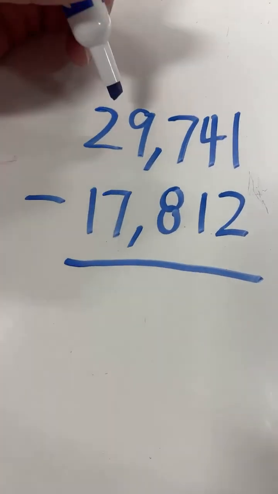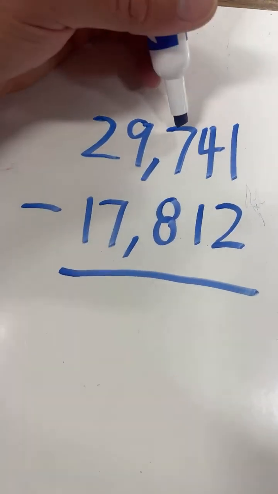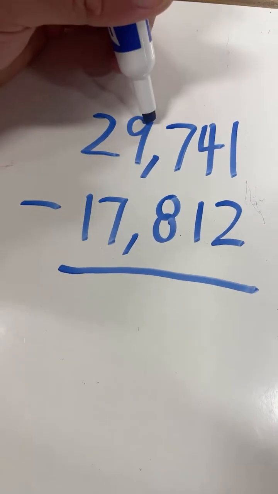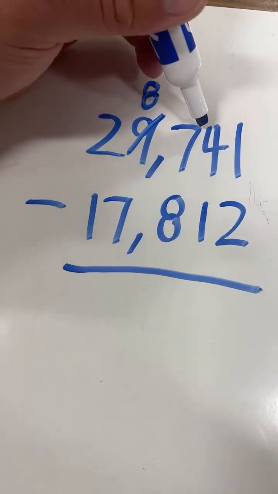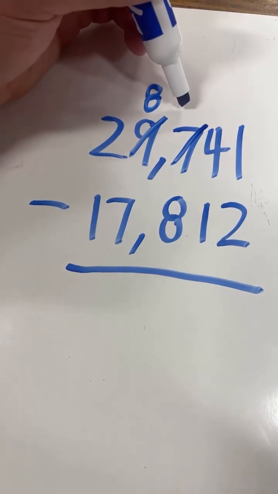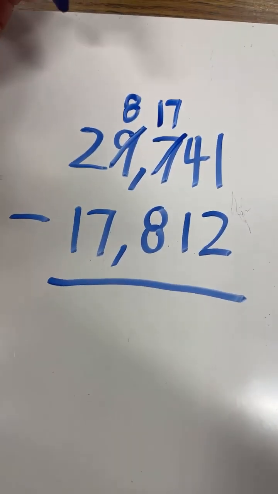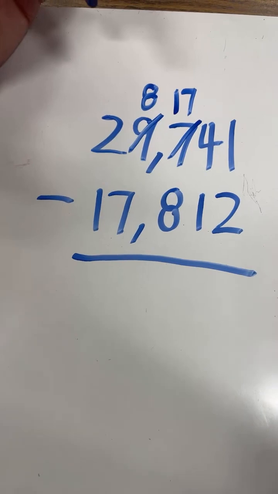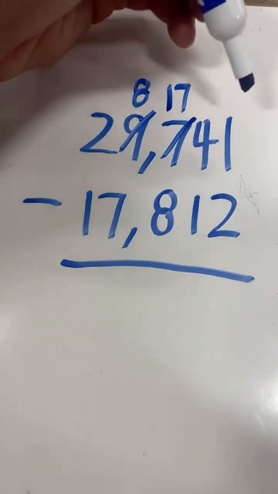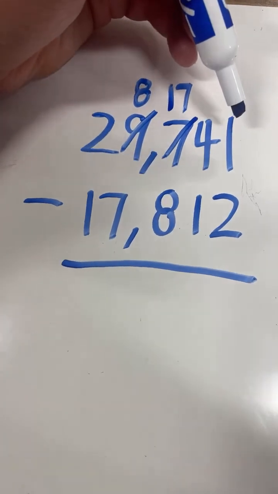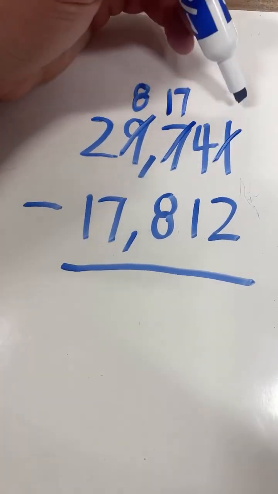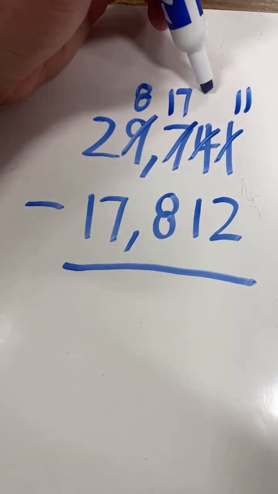All right, so we're going to start out doing our regrouping. You can't start out with 7 and take away 8. So we're going to take a 10 from the thousands place. The 9 is going to become an 8. The 7 is going to become a 17. All right, next, ones place. You can't start out with 1 and take away 2. So the 1 is going to become an 11, and then the 4 is going to become a 3.